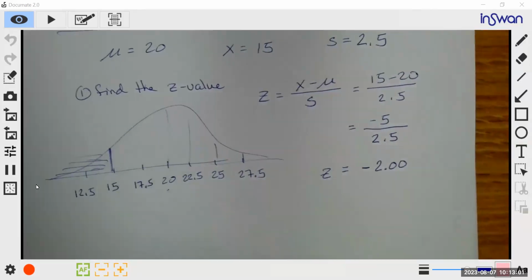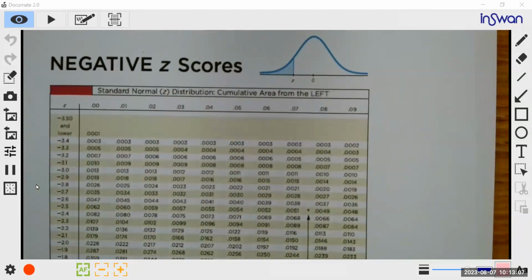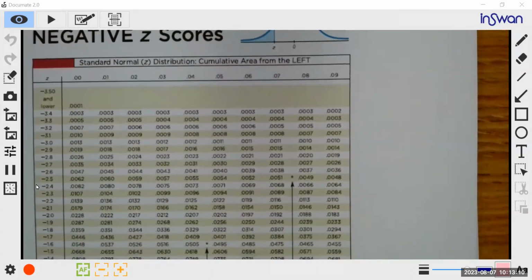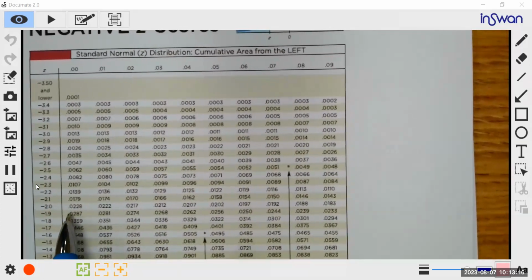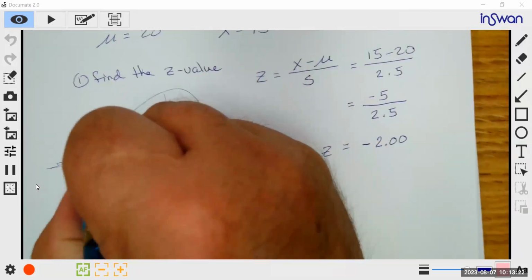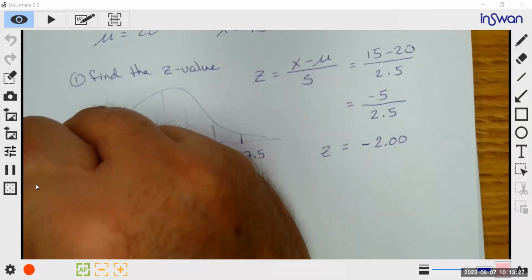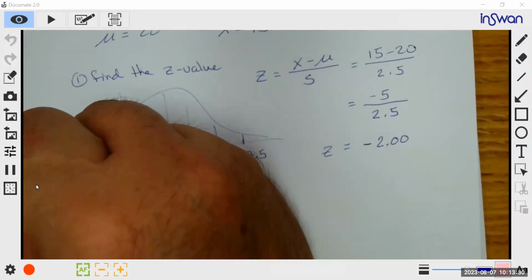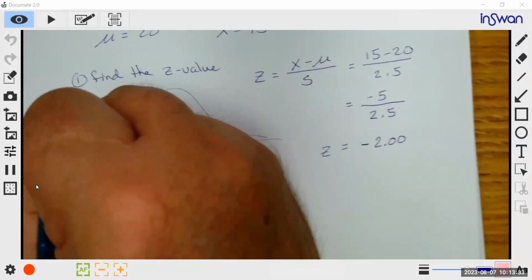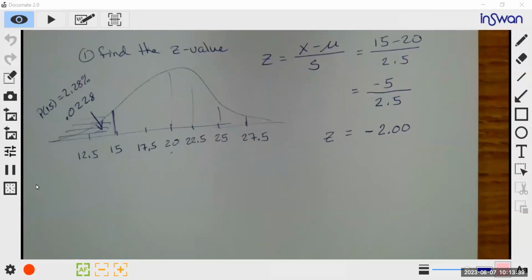So which one do we use? Top or bottom? Bottom was having negative, and we look for what number? Negative 2.00. So that is 0.0228. So the 0.0228 means the probability is 2.28%, or it's larger than 2.28% of the data. Straightforward.